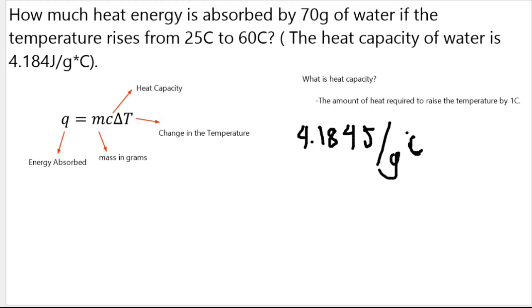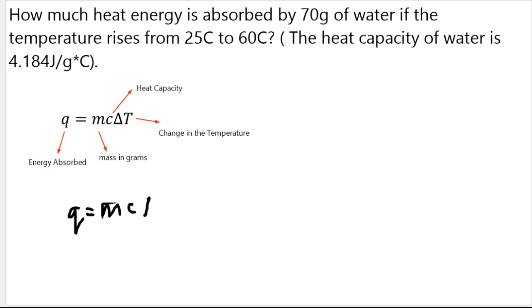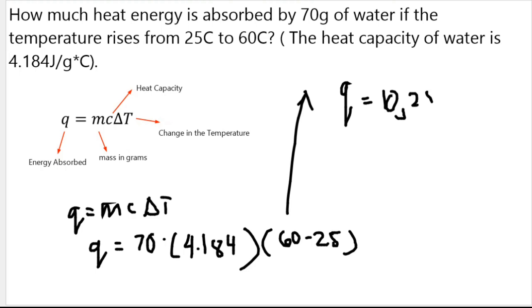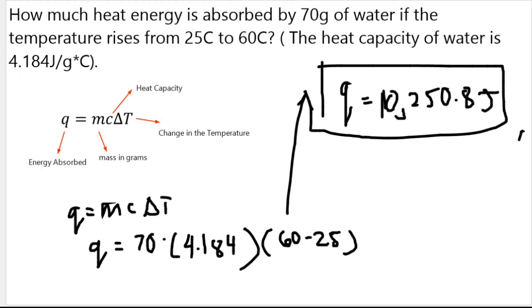That's the basic intro. It is the amount of heat required to raise the temperature by 1 degree Celsius. For water, it needs 4.184 joules of energy to increase by 1 degree Celsius. Now we know the formula and the definitions, so we can plug into Q equals mcΔT. Our mass is 70 grams times 4.184 joules per gram times Celsius, and the change in temperature is 60 minus 25. Multiplying these three, it's around 10,250.8 joules. This is the energy absorbed by the 70 grams of water.